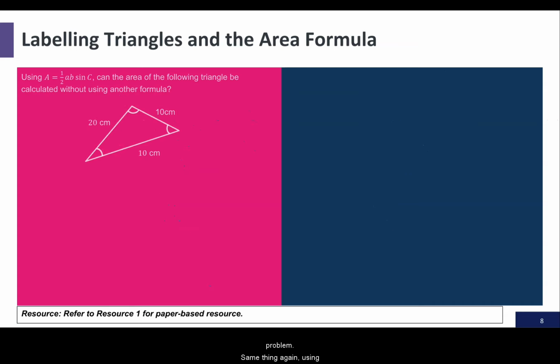Next problem. Same thing again. Using a half AB sine C, can the area be calculated without using another formula? Looking at this problem, I've got lots of sides, but no angle in between. So I wouldn't be able to do it. I would need to use possibly the cosine rule to find out an angle.